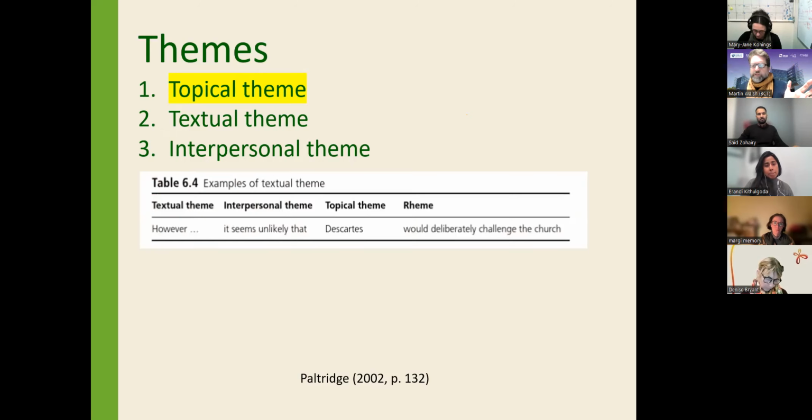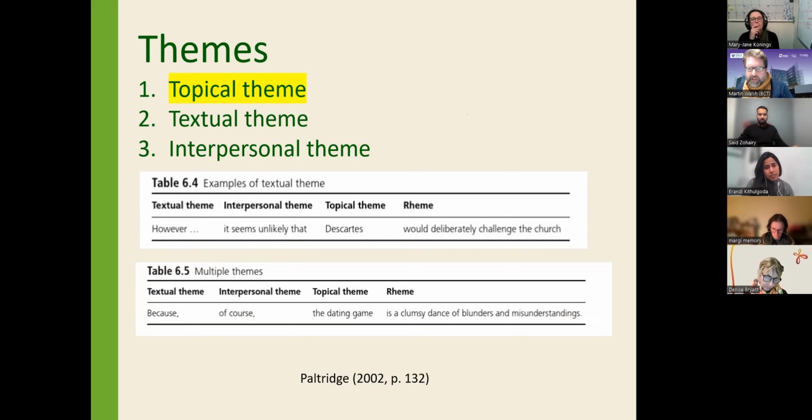So there are some examples here from Paltridge of different types of themes. The topical theme is the main one, when you're talking about the ideas. And then the other themes are either textual themes, to help guide the flow of information in the text, like cohesive devices or linking words, and then interpersonal themes, which give your attitude and relate to the reader or listener in a personal way. So not really related to the idea flow, but other aspects to help make the ideas a little bit clearer to the reader. And there's just this other example here. Okay, is everyone okay with those concepts?